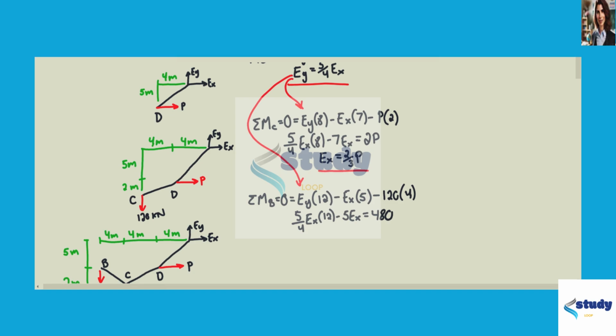We're now going to plug this EX equation into these. Simplifying, plugging in 2 over 3 times P for all these EXs, it's going to simplify down to 10P minus 10 over 3 P equals 480. We can go ahead and solve for P now. P equals 72 kilonewtons. So that is one half of the solution.